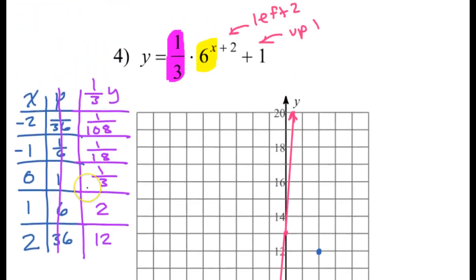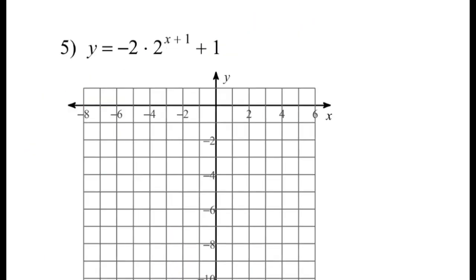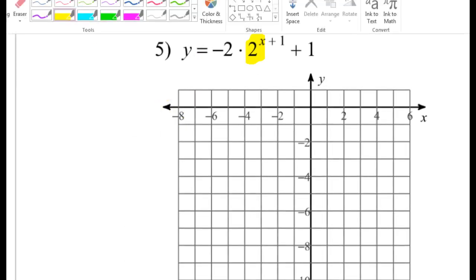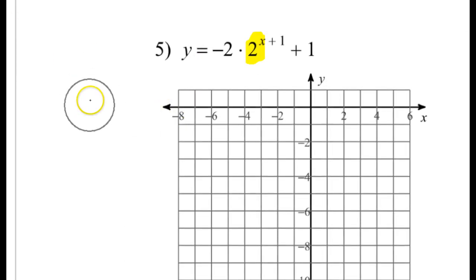All right, so that is it for number 4, and that's how you graph an exponential function. The first thing you want to do is look at the parent function, y equals 2 to the x power. Let's make a table of values just for that.